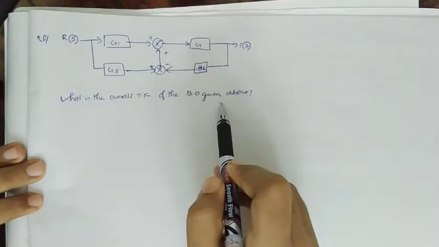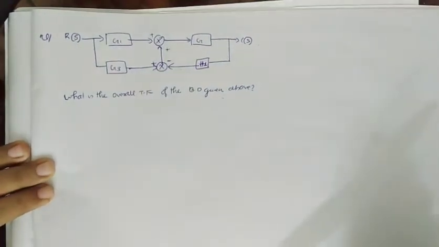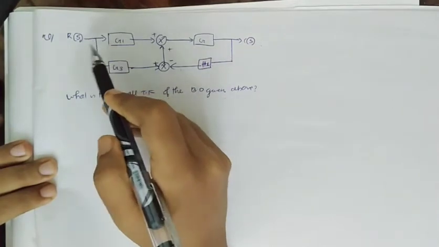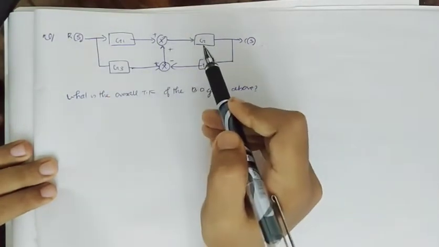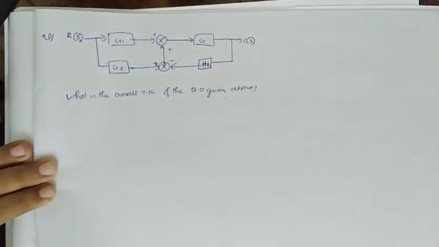What is the overall transfer function of the block diagram given above? We have to find the overall transfer function. First, we have to find how many forward paths there are, how many individual loops there are, how many non-touching loops there are, and so on. So first, we'll see how many forward paths there are.